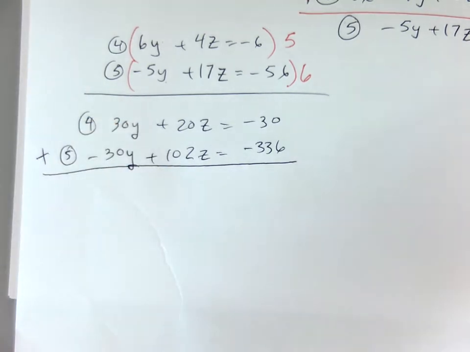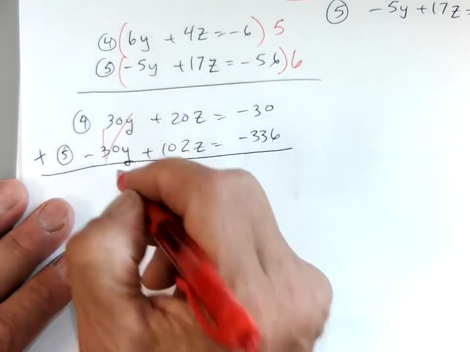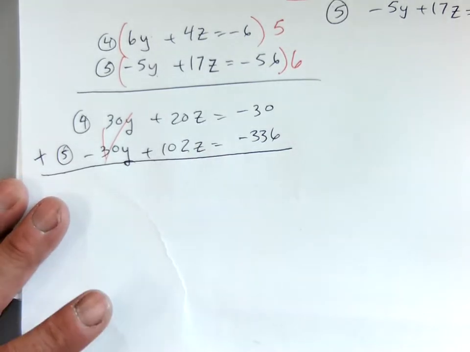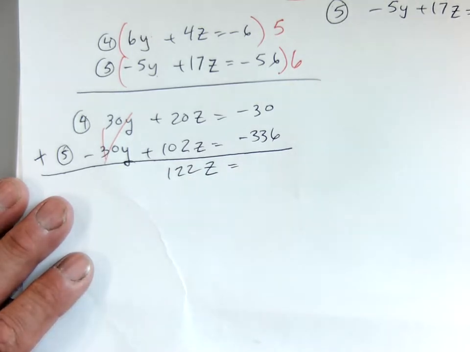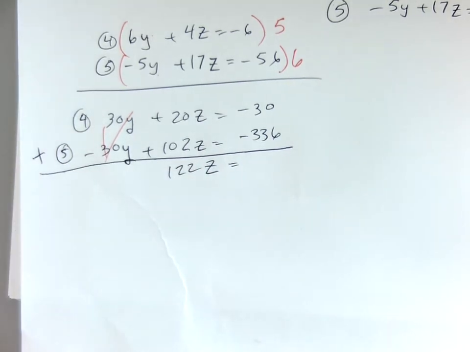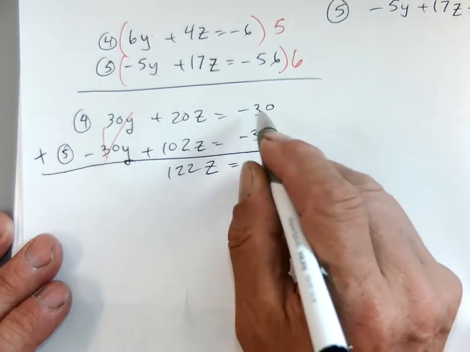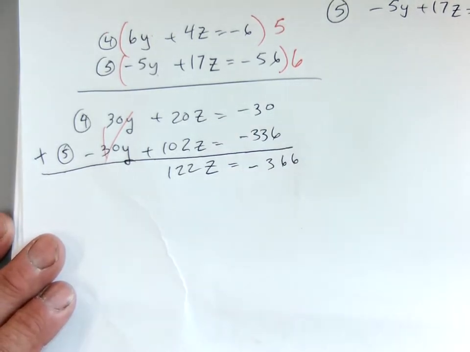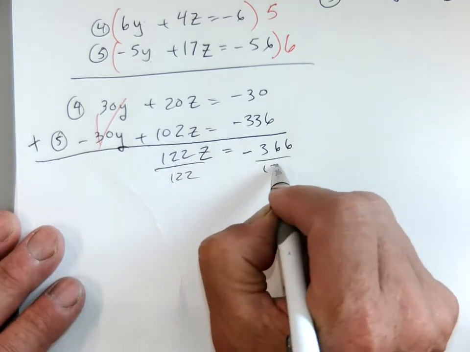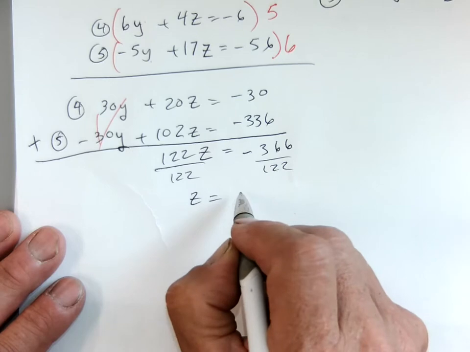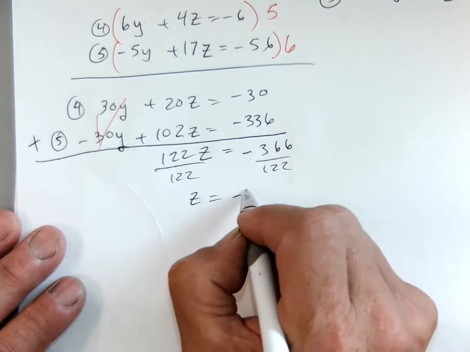Add these together. The y's cancel. Looks like I get 122z equals negative 366. And hopefully that divides. Please divide evenly. I get 3. Nice. That's a good number. So z equals negative 3. Okay, you got one answer.